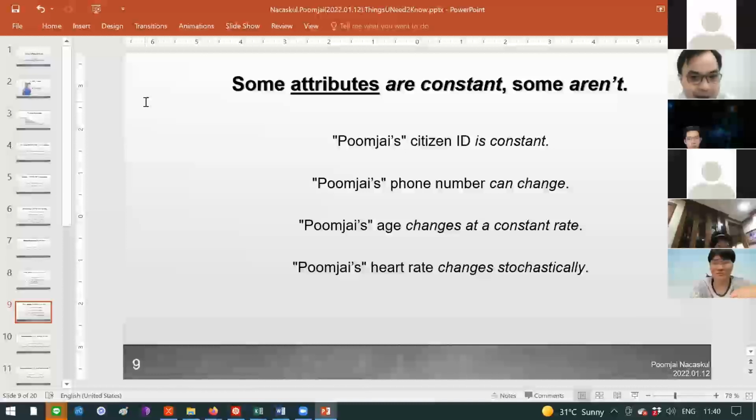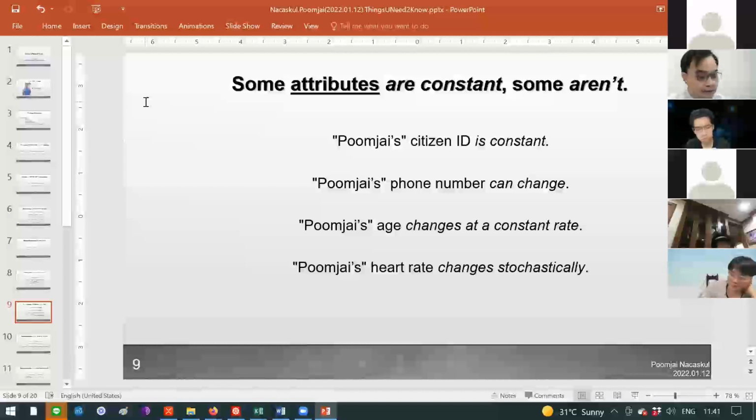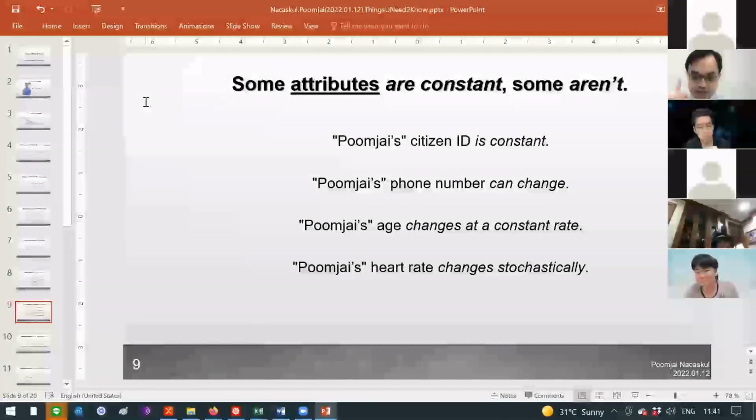Next thing, some attributes are constant, some aren't. I mentioned a bit about this already. My citizen ID is a constant. My phone number is a constant, but it can be changed. There has to be some function, some protocol, some algorithm, some method that changes my phone number. I don't just wake up today and my phone number changes. It can change deliberately with something. There's also something that changes at a constant rate. My age, for example, I get a second older every second. That's not how I feel, but I get 1 second older every single second. So this is constant rate.